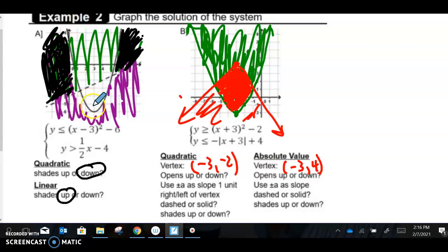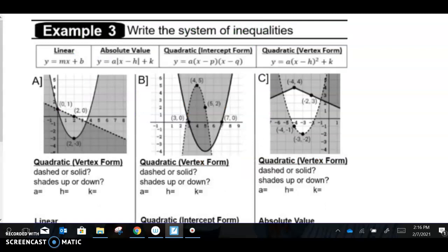In this case, it was a parabola and a line, which I had for you. And the blackened part is the part that was doubly shaded. In this case, it was a quadratic and an absolute value. Okay, we have the vertex of each denoted there, which way it opens, and then this doubly shaded area was the intersection or the solution to the system, the part that was shaded twice. So now let's see if we can go backwards.